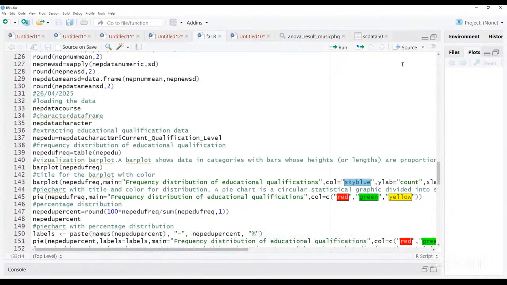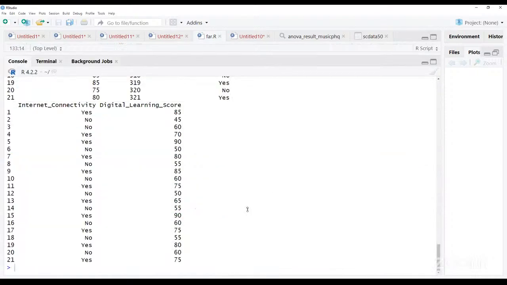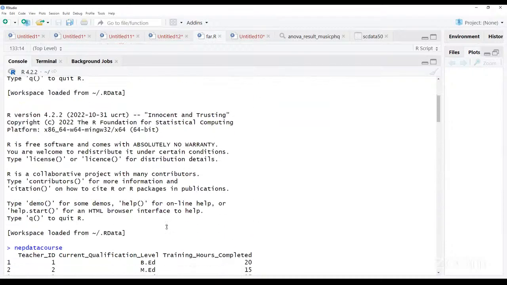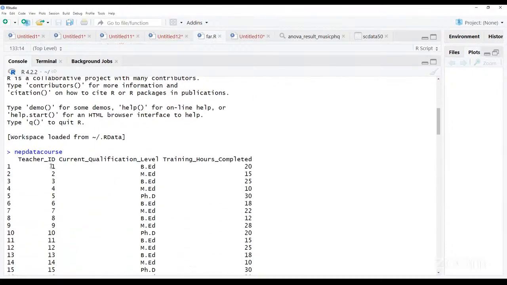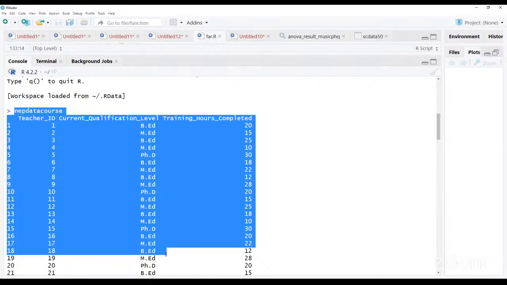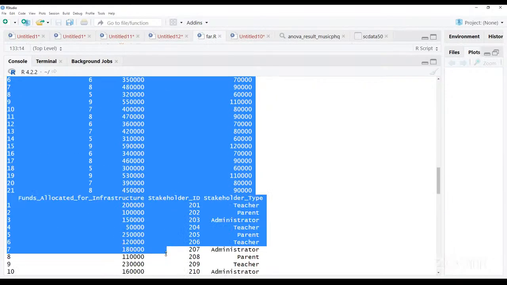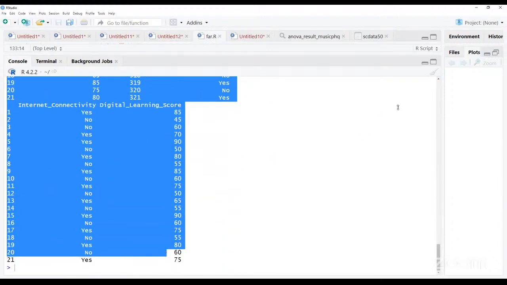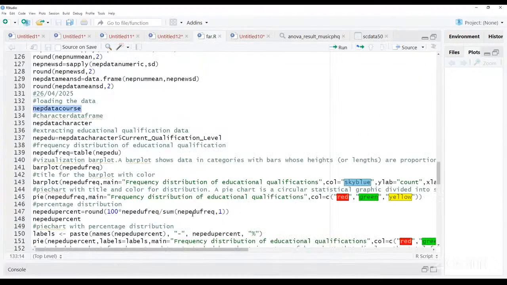So please paste this in the R script. And now, first, the main data is NEP data course. This is your data. In this data, you will find character data and also numeric data. Now what we're going to do is discuss the character data today for data visualization.